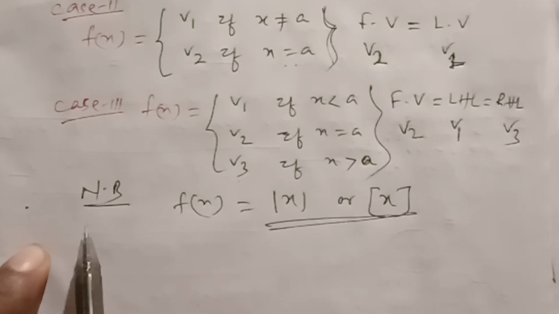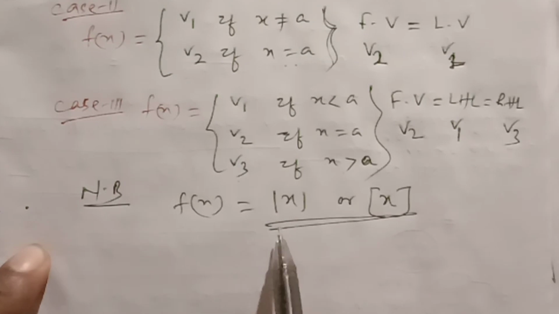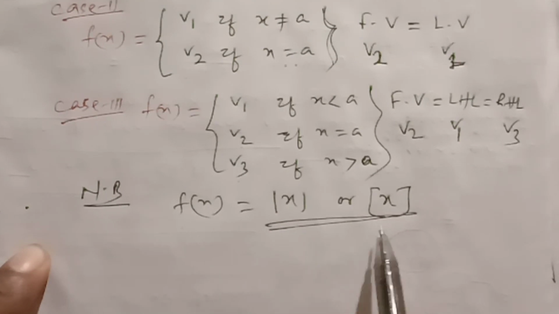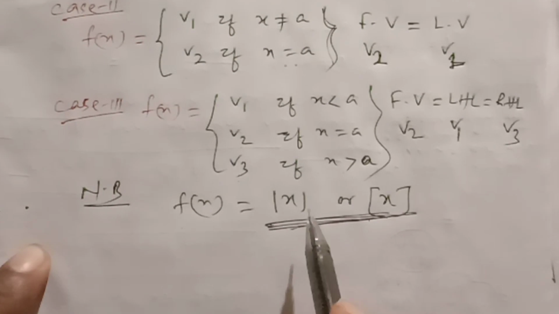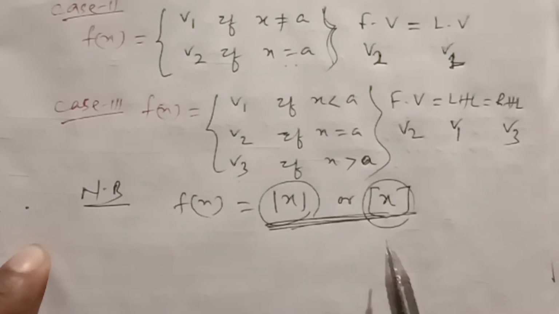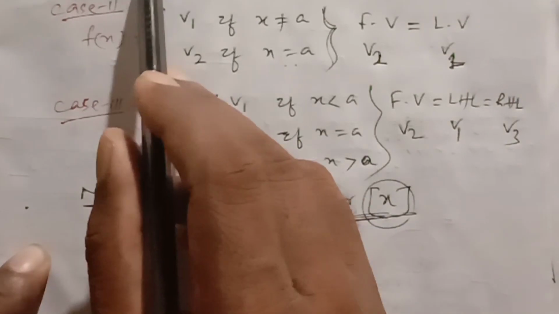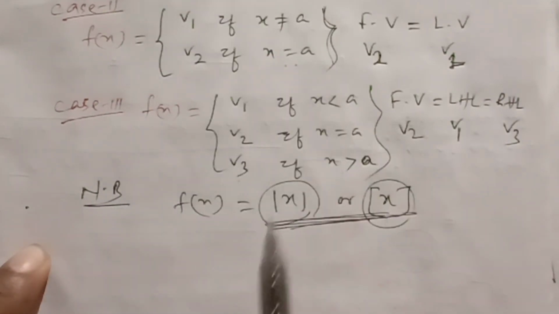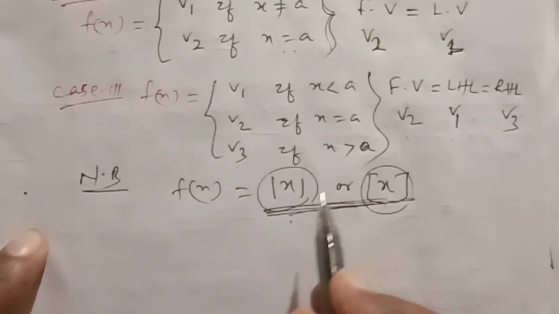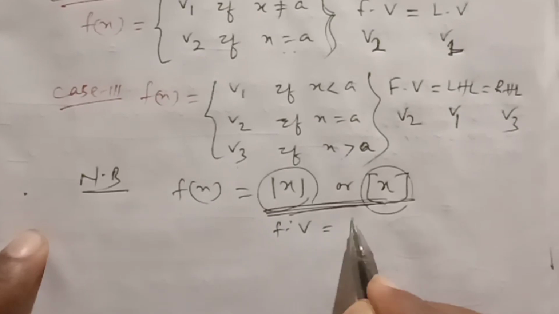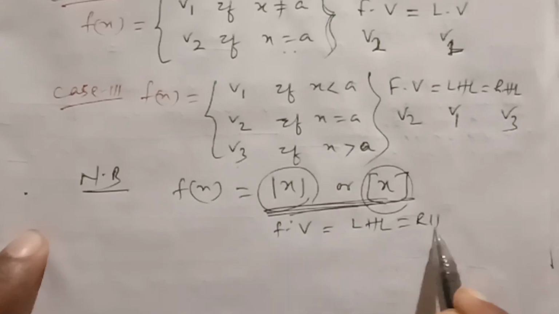Another important thing is the note: if a function is given as an absolute value function or greatest integer function, in these 2 cases the function may be a single value function. That means like case 1, here f of x is a single value given, and here also f of x is mod x, a single value given. But still in this case, in order to show the continuity you have to show functional value is equal to left hand limit is equal to right hand limit.